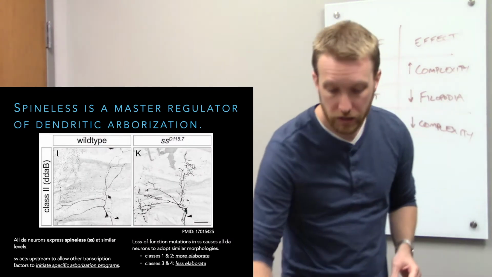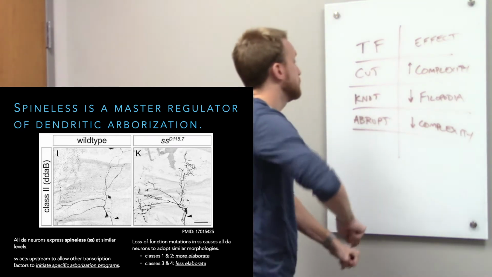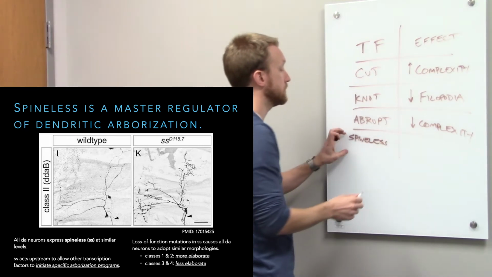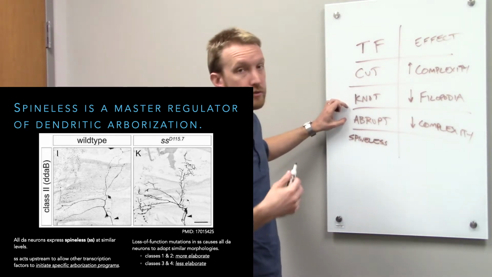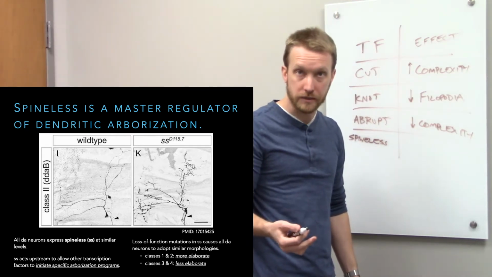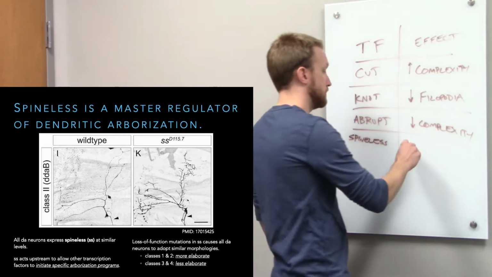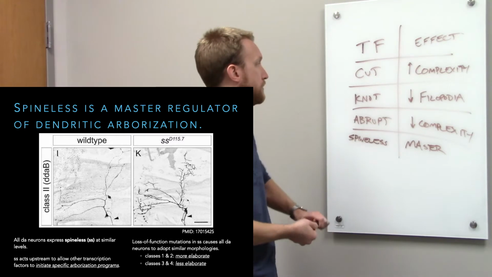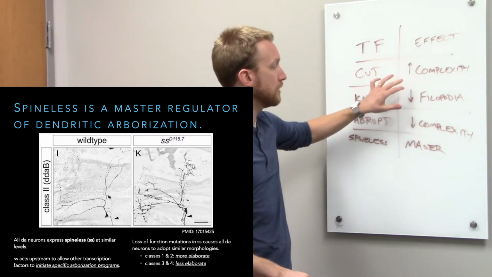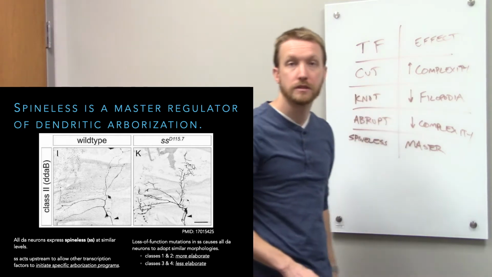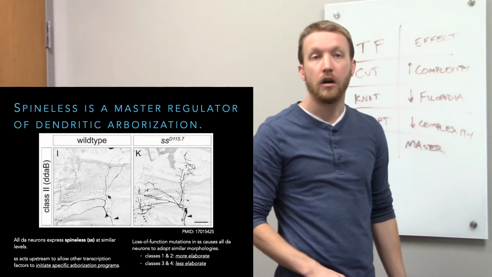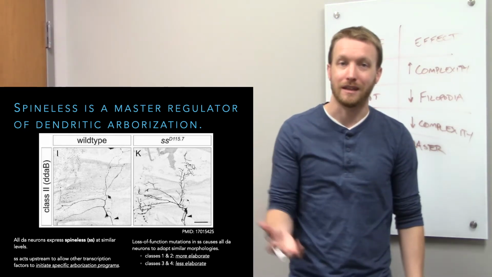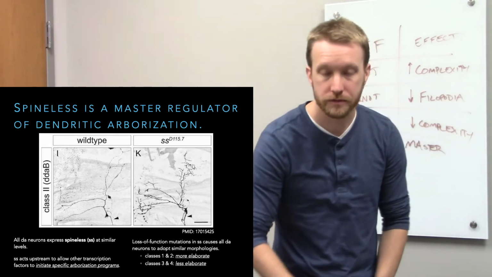Now, the master regulator of this expression is spineless. So we think spineless is going to act upstream of all of these to allow their expression and then create the unique dendritic phenotypes that we see. So without spineless, you don't have your unique either high or low levels of complexity, presence or absence of dendritic filopodia. All of them kind of look the same. Class 1 and 2 become a little more elaborate. Classes 3 and 4 have slightly less elaborate dendritic arbors.